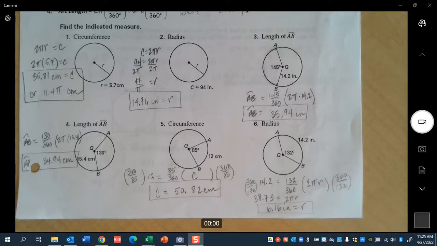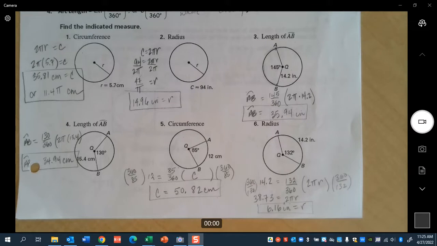If you want to see it written as a proportion, just ask and I'll be happy to do that for you. Any questions on 1 through 6 on this page? I had a couple people ask. Adne, did you have questions on these?